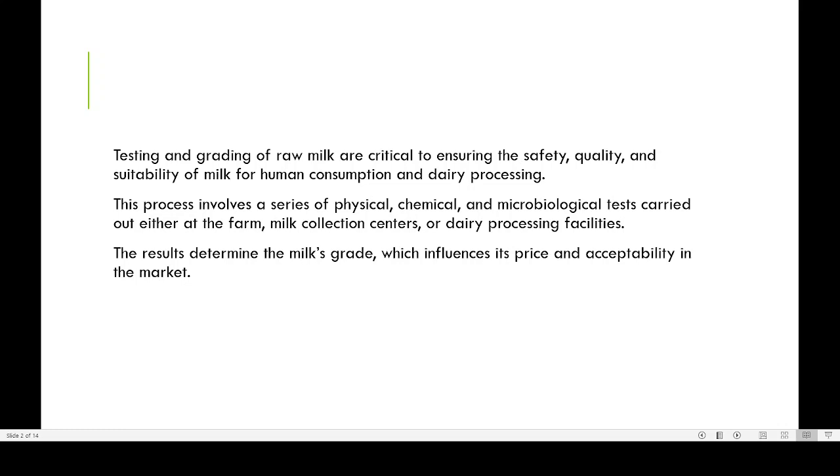We have to primarily ensure the quality of the milk. And there are a number of tests for that. We will be seeing what are the physical tests, chemical tests, and what are the bacteriological or microbiological tests. And based on the grade, we are determining the price of the product also. That is the fundamental idea in testing of milk.